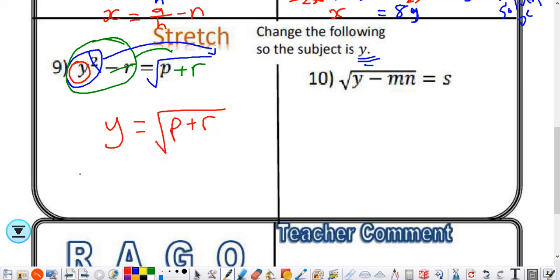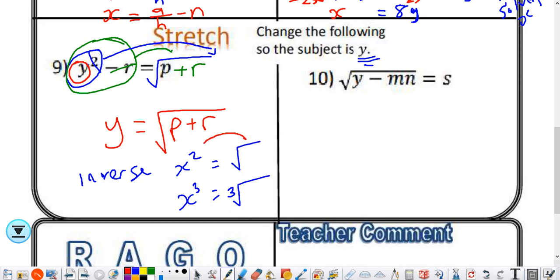So again, if you can think about the inverse or the opposite, the inverse of a square is a square root. Okay, the inverse of a cube is a cube root. Okay, and if I go the other way round, the inverse of the square root is the square, and the inverse of the cube root would be to cube it.